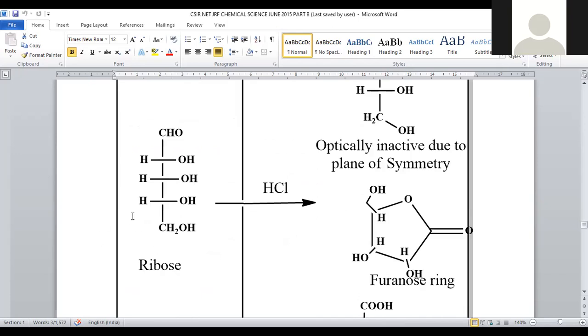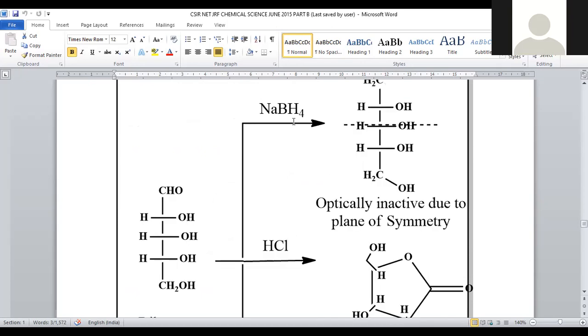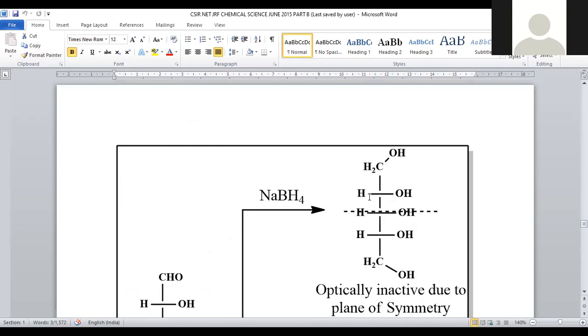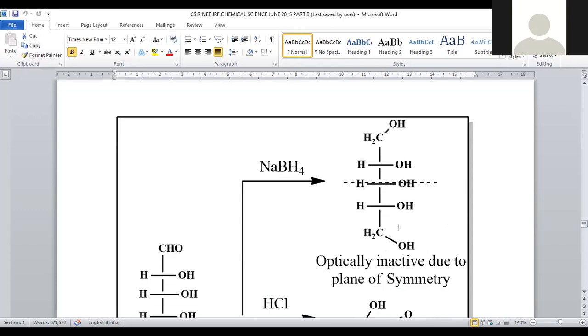This is the structure of ribose, where we have 1, 2, 3, 4, 5 carbons. The first carbon is an aldehyde, the second, third and fourth carbons carry OH groups, and the terminal carbon is a primary hydroxy, right? It is a 5-carbon chain. Now it is subjected to sodium borohydride reduction. Sodium borohydride is selective for aldehyde reduction, right? So here the aldehyde turned into a primary hydroxy. Already we have so many hydroxy groups in this.